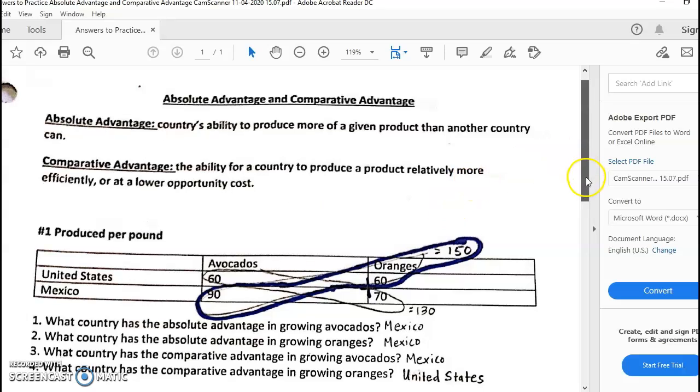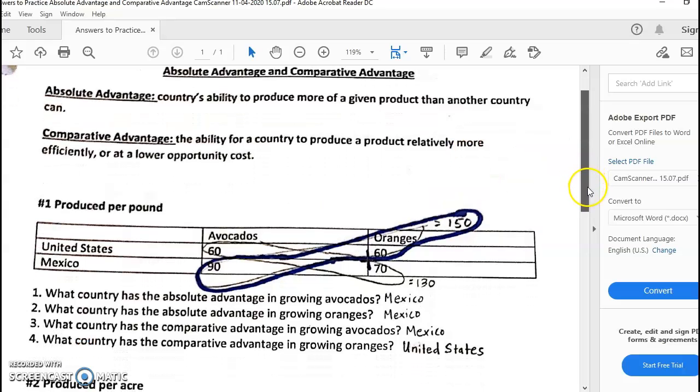All right. So let's look at example number 1. We've got the United States and Mexico, and the 2 products that we have here are avocados and oranges. So let's look at question number 1. What country has the absolute advantage in growing avocados? Well, the answer is Mexico. We can see here that Mexico produces 90 avocados. The United States produces 60 avocados. 90 is bigger than 60, so Mexico obviously has the absolute advantage in growing avocados, right? They can produce more of that product.